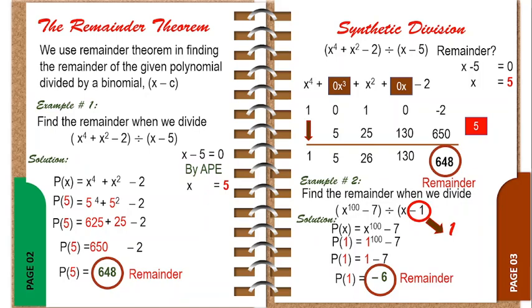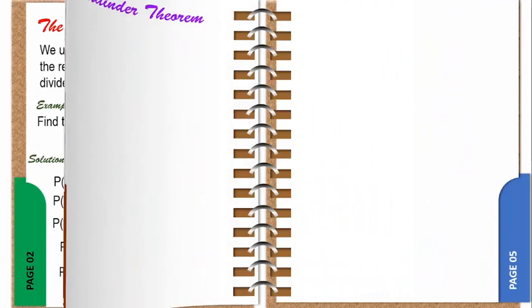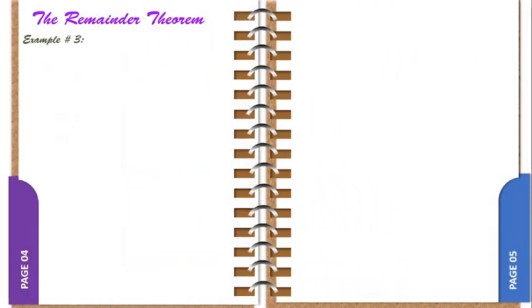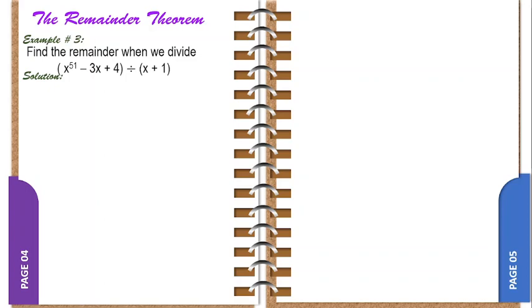Another example, number 3. Find the remainder when we divide x raised to 51 minus 3x plus 4 by x plus 1. Again, you're going to let the given dividend equal P of x. Then solve for x in our given divisor x plus 1. In order to solve for x in a given divisor, you must equate it to 0.